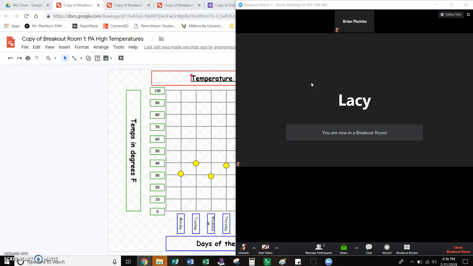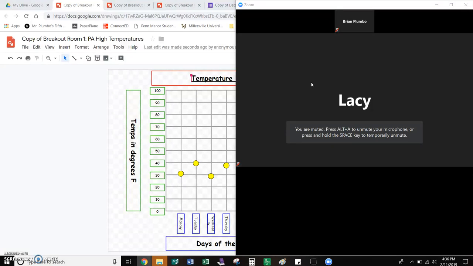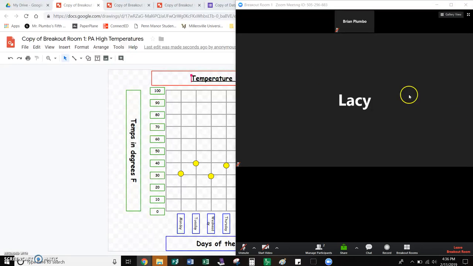All right, Lacey, good job so far with your scale, and all of your labels look pretty good as well. Keep going. I see you're getting your dots where they need to be. Don't forget, use that scribble tool up top there to connect your dots once you have them all plotted for me, okay?